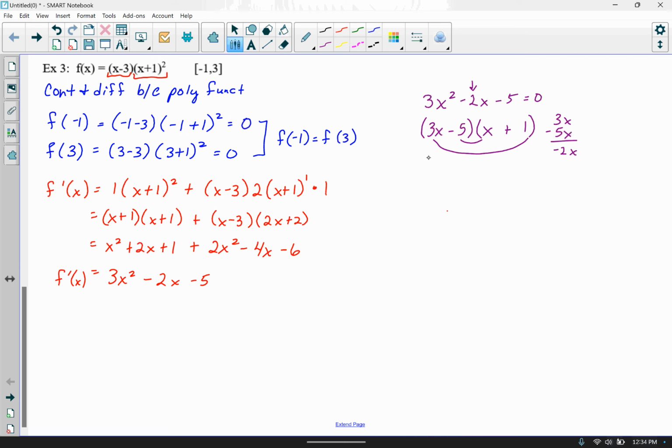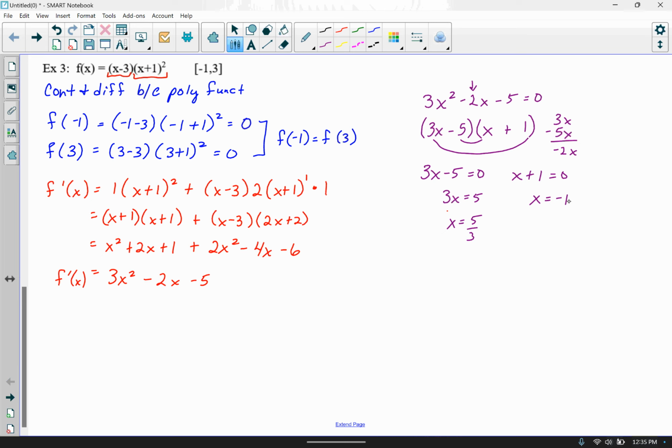I would then set both of these pieces here equal to 0. So 3x minus 5 equal to 0, and x plus 1 equal to 0. They both are factors. They both have letters, so they both get set equal to 0. Solve for x. So x equals 5/3. Over here, solve for x. X equals negative 1.